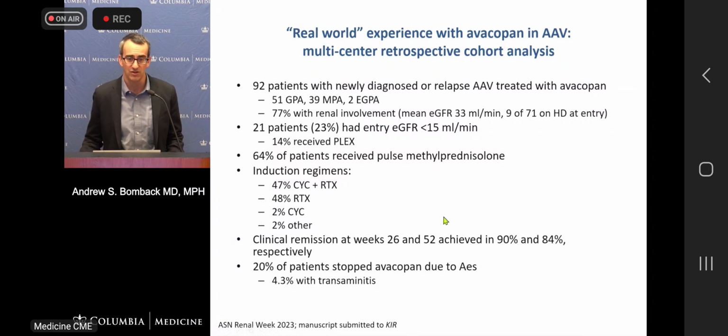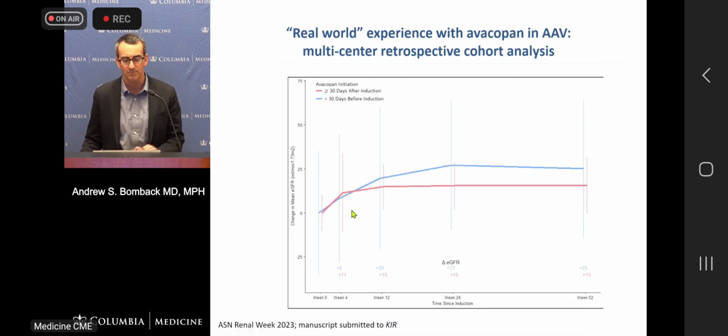And many of these patients had good outcomes. So at 26 weeks, 90% remission. At 52 weeks, 84% remission. But importantly, 20% of the patients stopped Avacopan due to adverse events, including 4% with transaminitis. So you're really getting a nice view of how the drug's been used out in real-world practices. I think this is a really important piece of data that's coming out of these real-world experiences.